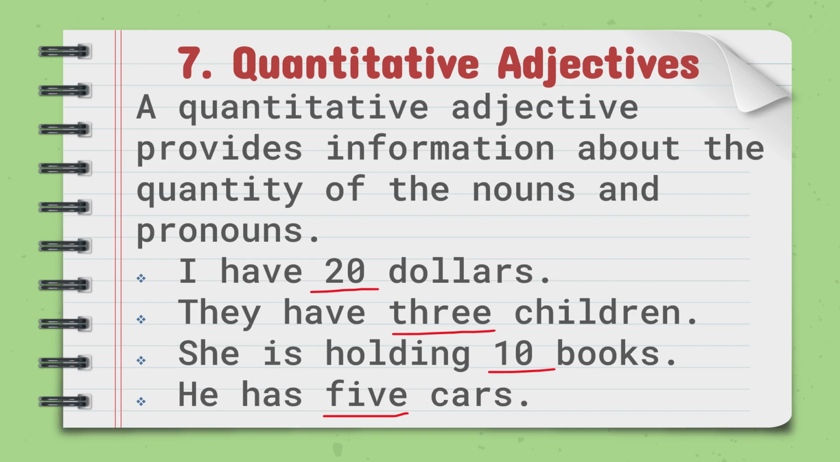They have 3 children. Children here is a noun. How many children do they have? 3. So 3 here tells us the quantity, right? How many? So 3 here is a quantitative adjective. She is holding 10 books. So books again is a noun and 10 tells us how many books she is holding. So 10 is a quantitative adjective. He has 5 cars. Cars is a noun and how many cars does he have? 5 cars. So 5 tells us the quantity of the cars. The word 5 here is a quantitative adjective.